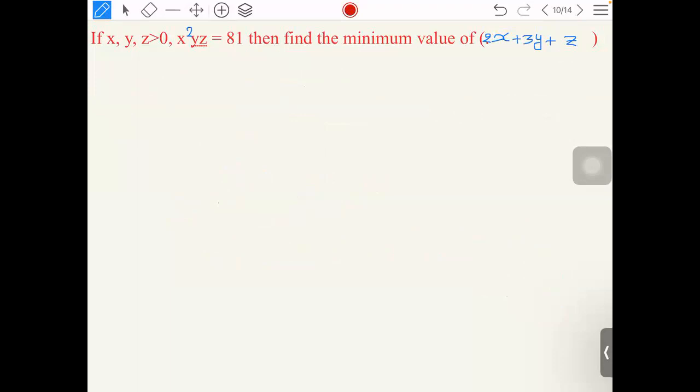Next question, a slightly tricky question. I have changed the dimension here. Till now, we were solving questions where the summation was given and we needed to find the maximum value of the product. Here, the product is given. We need to find the minimum value of this expression.